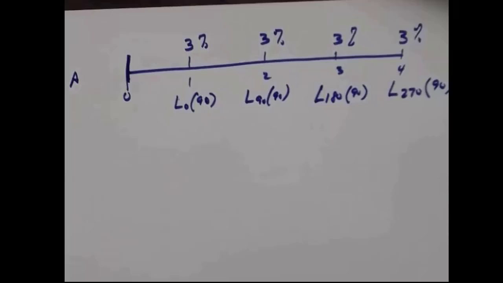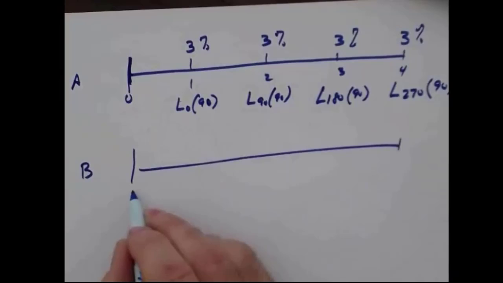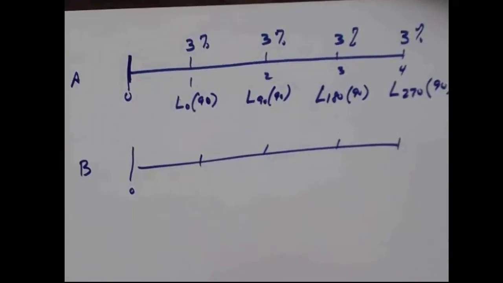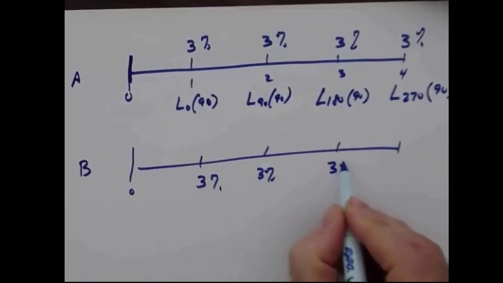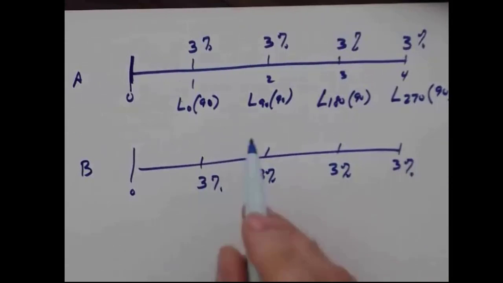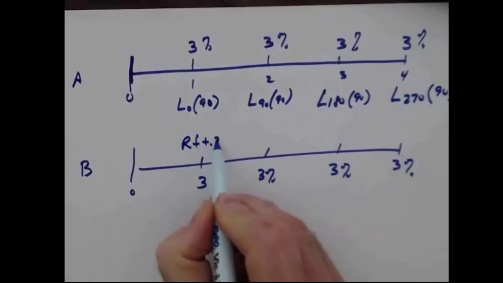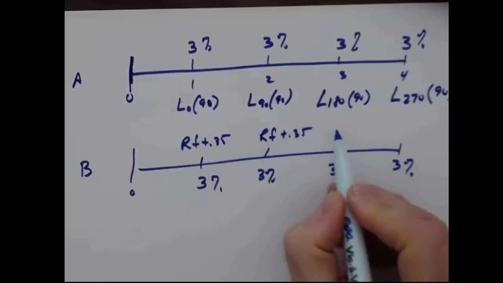Subsidiary B just entered into a receive floating based on 3-month US T-bill rates plus 35 basis points and a pay fixed swap. Okay, so let's look at that. Subsidiary B, they're paying 3%. So that's the down arrow. It's the payments on the bottom. What's coming in is the risk-free rate plus 0.35, 35 basis points.